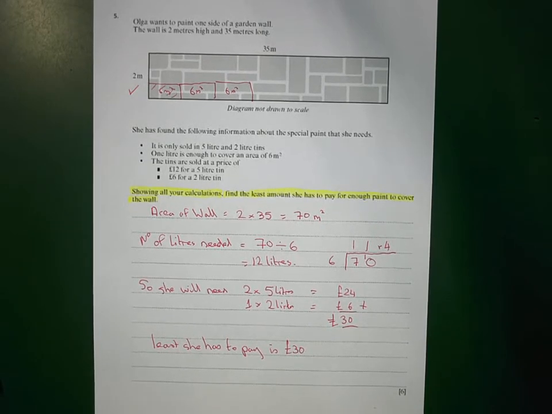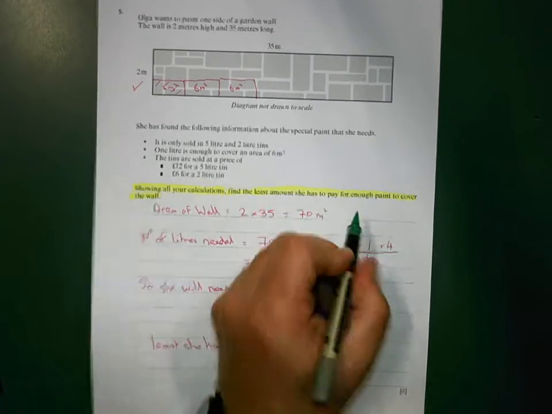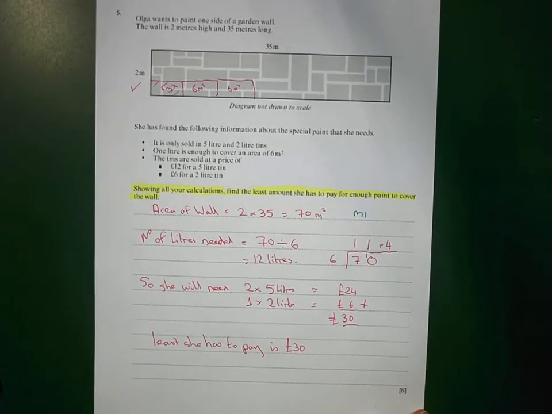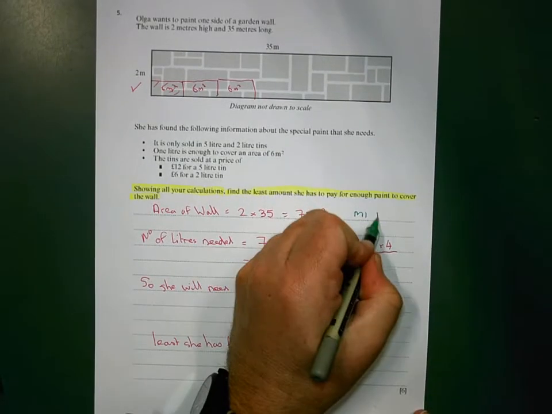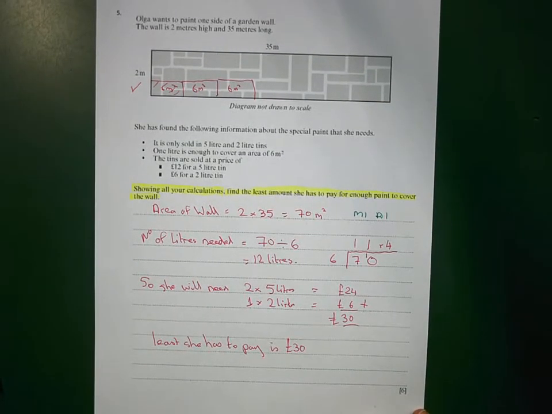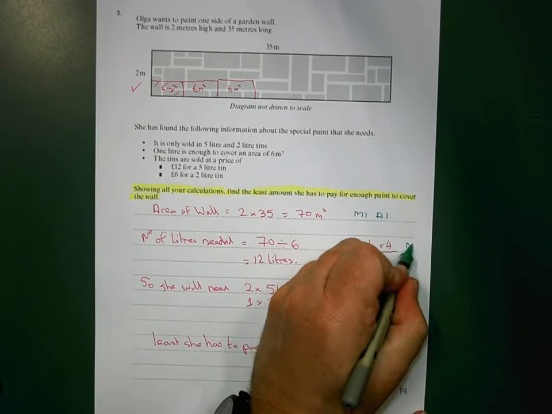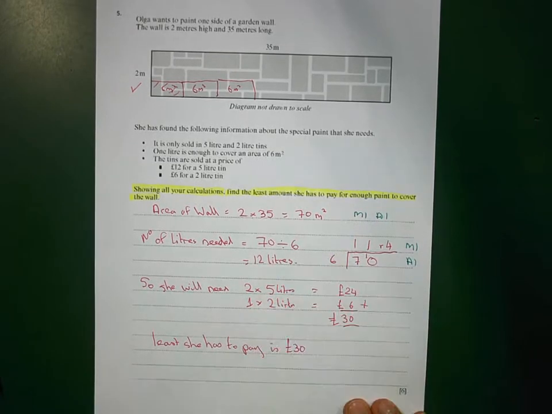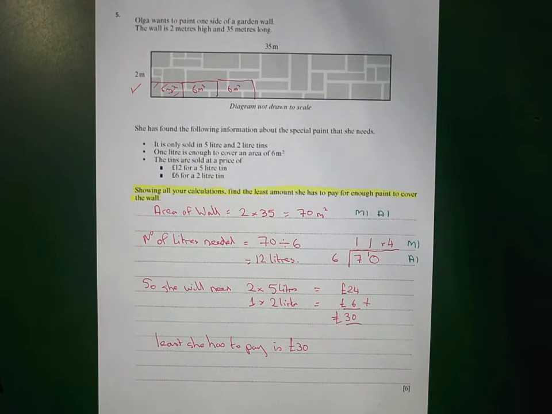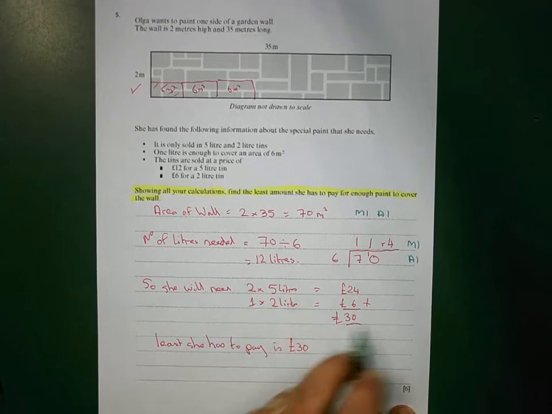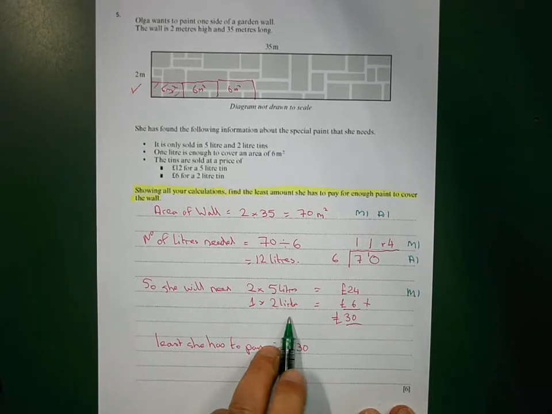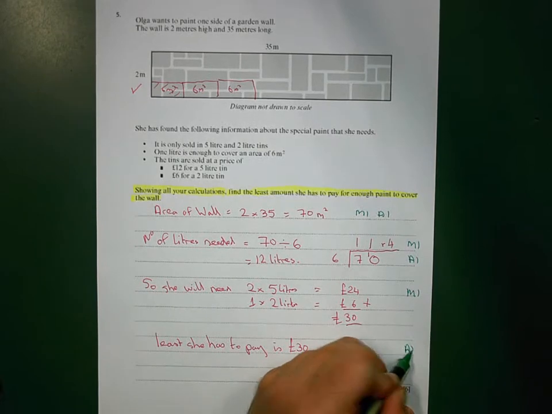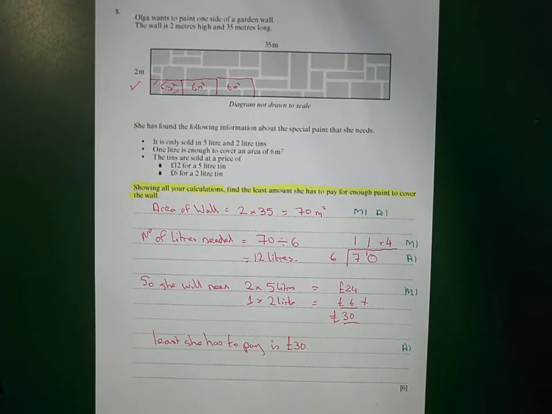So there were 6 marks for that question. 2 of them were for finding the area. The method mark for correctly doing length times width. Answer mark for 70. Then there was a method mark for 70 divided by 6 for recognizing you had to divide. And an answer mark for 12. And then a method mark for showing the right combination of tins, and an answer mark for the right value of cost, so for getting £30.